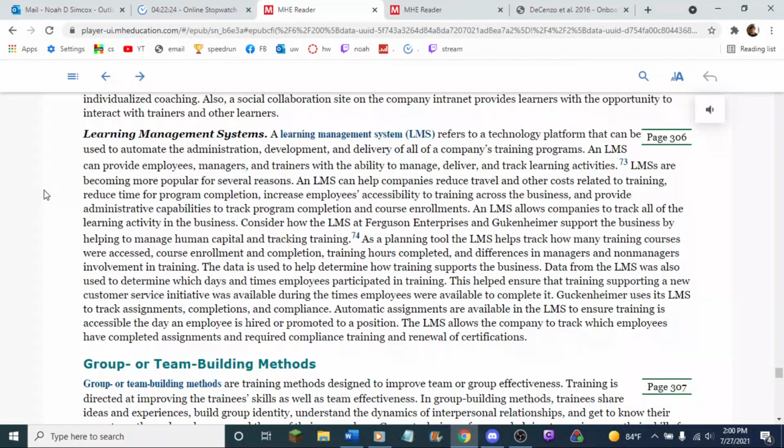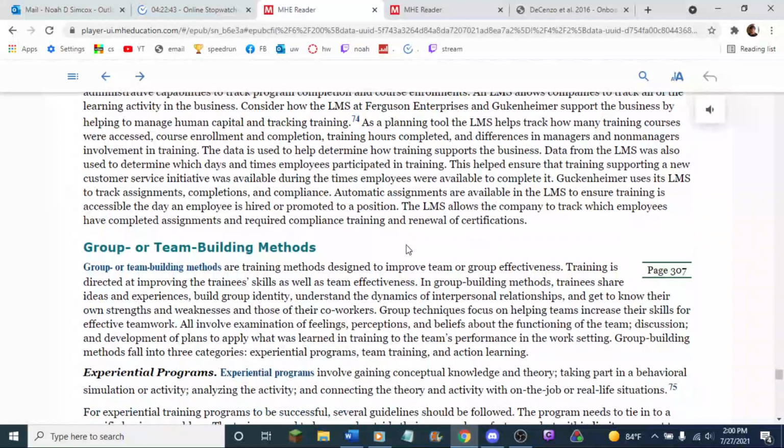Automatic assignments are available to the LMS to ensure training is accessible to the employees hired or promoted to a position. The LMS allows the company to track which employees have completed assignments and required compliance training and renewal of certification.